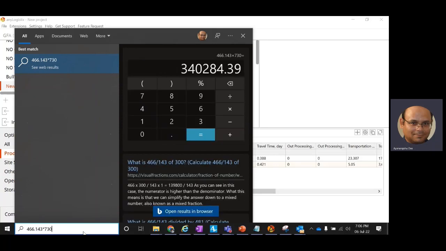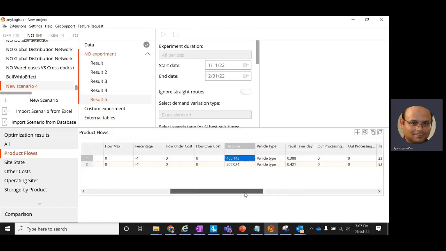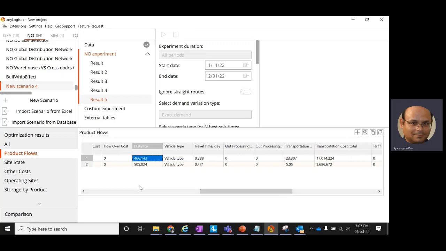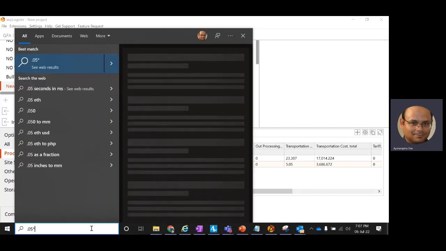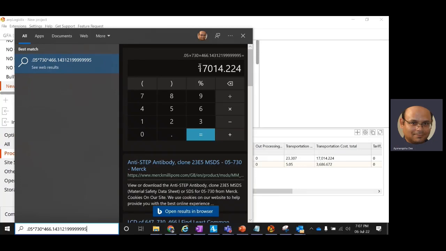730 multiplied by this, and then the transportation cost for the DC to factory to DC is 0.05. So 0.05 multiplied by 730 multiplied by the distance. So this is 17014.224, which we exactly see as the transportation cost over here.